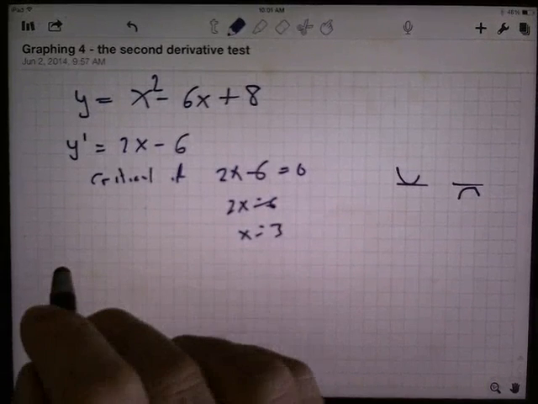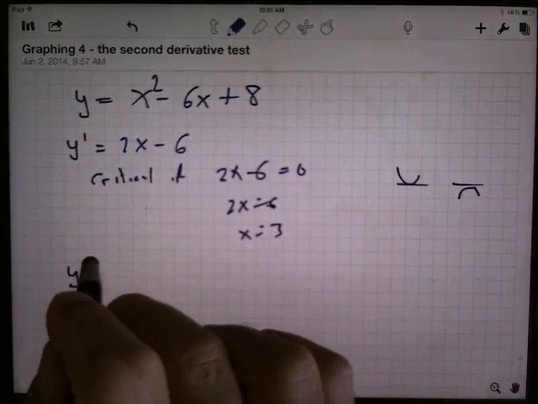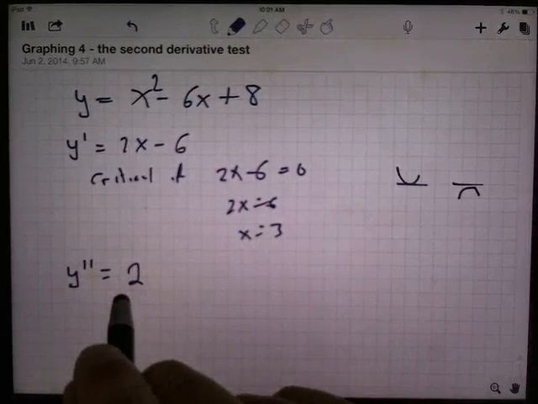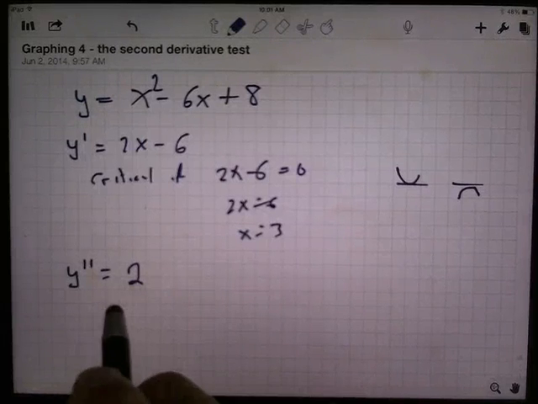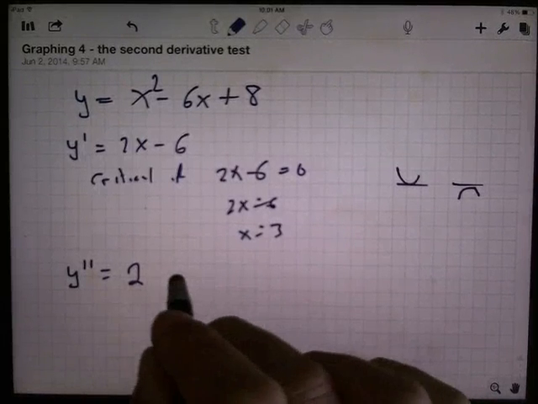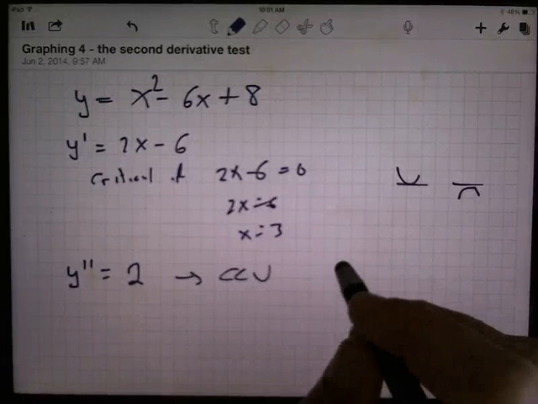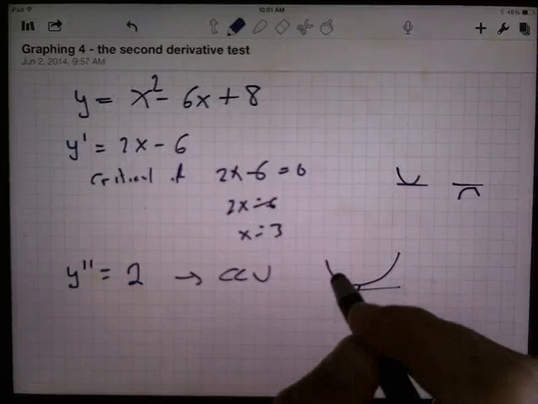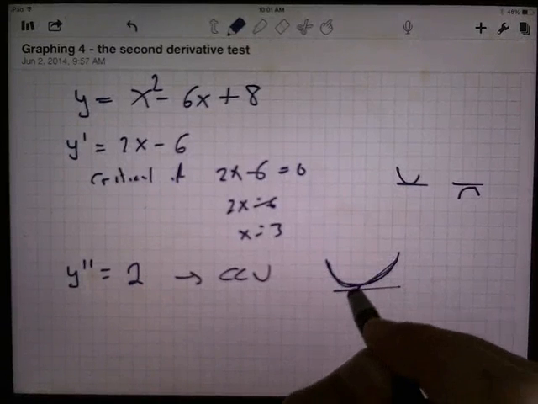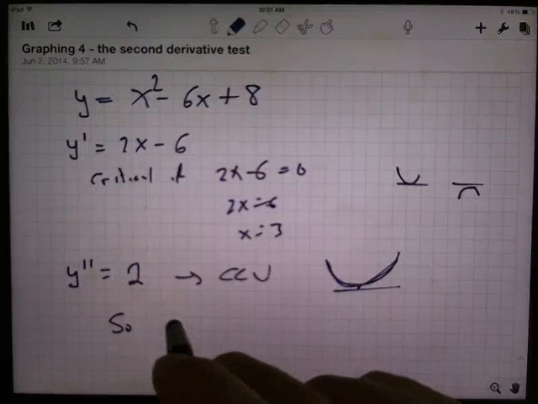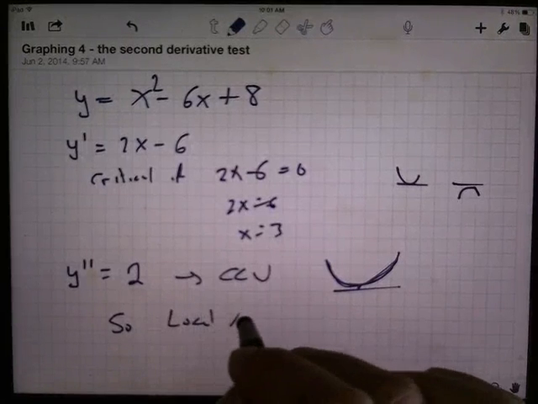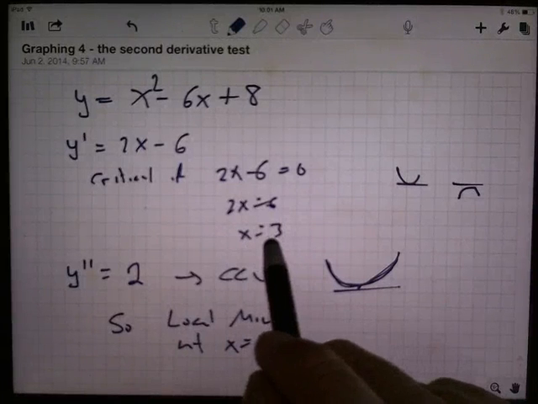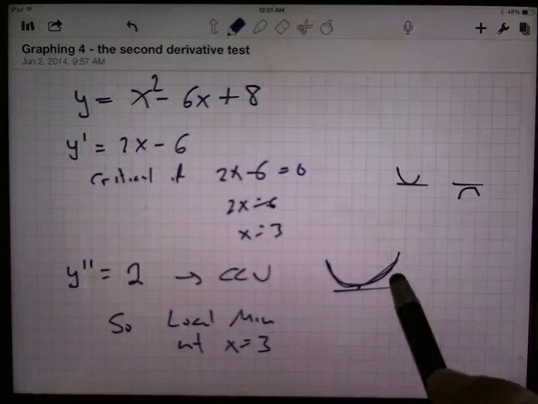What I can do here is look at the second derivative. The second derivative is equal to 2. Positive second derivative means that the graph is concave up. Concave up. It's bending upwards. If I have a spot with a horizontal tangent line and it's bending upwards, then that must have been a local minimum. Local min at x equals 3. Right? x equals 3 is my critical value, and it's bending upwards, so it's a local minimum.